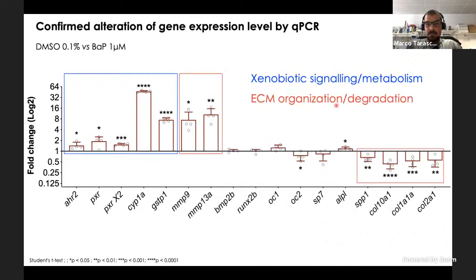To then check for extracellular matrix organization and degradation, we selected MMP9s, which are known to be upregulated when we have a degradation of the extracellular matrix. And as you can see, both genes were indeed upregulated. And also other genes involved in the matrix formation and organization, which are collagen or osteopontin, for example, were all downregulated. And I would like also to show you that OC2, which we saw at the beginning was reduced in the transgenic line, was also confirmed by qPCR.